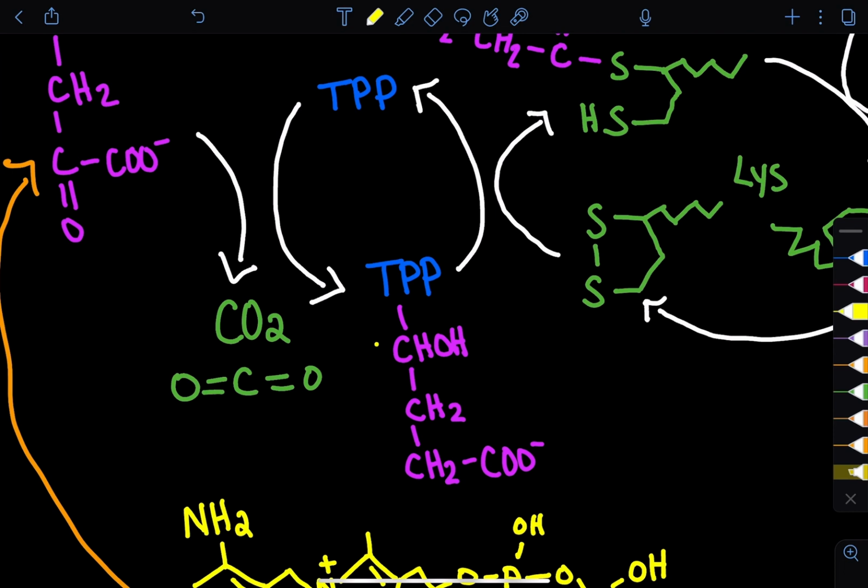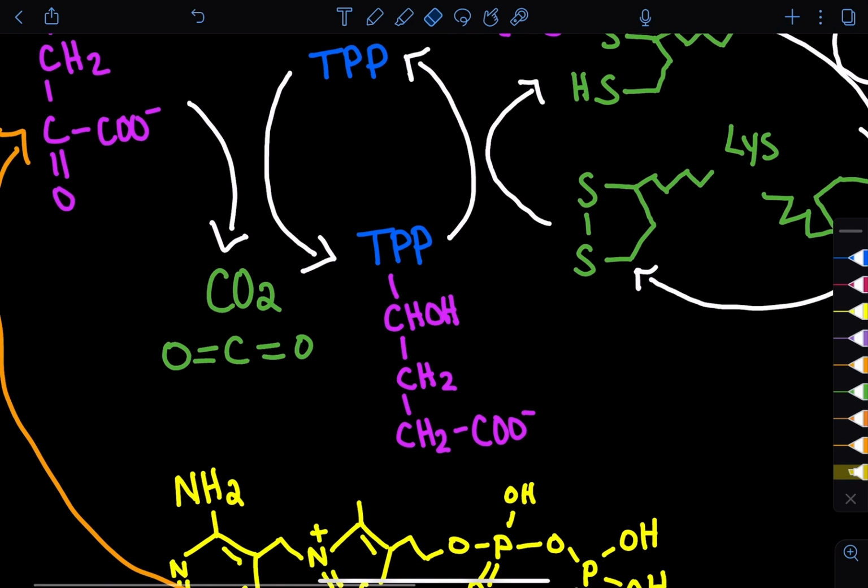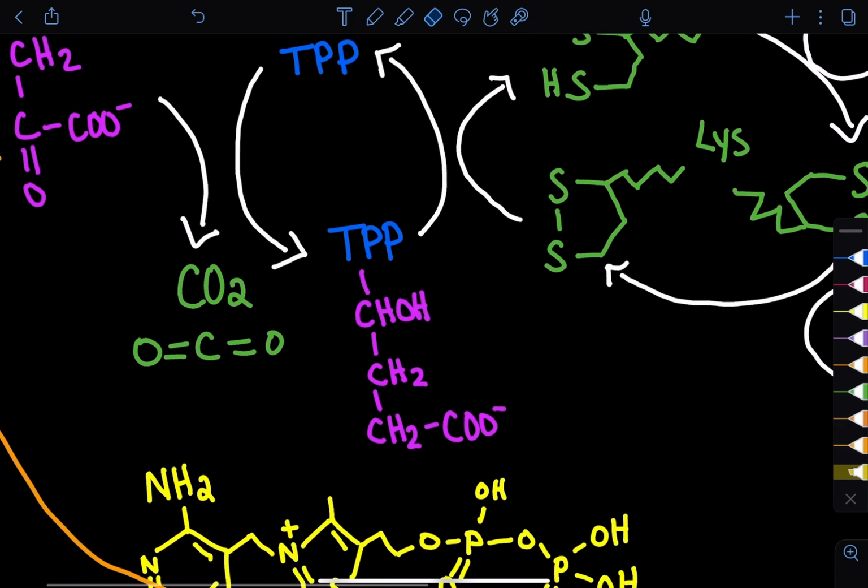So the 2 carbons that we get from acetyl CoA, we want to get rid of them. And this is where we get rid of them. So now we're only left with 4 carbons. We just released one as CO2.